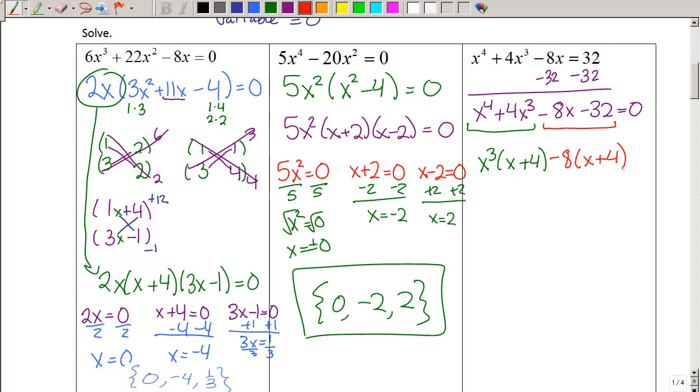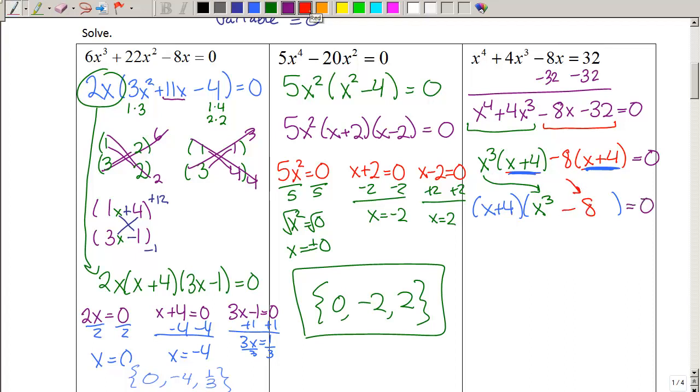If you accidentally factored out a positive 8, then the x plus 4 factor wouldn't appear in both the red group and the green group, and then you'd know to go back and factor out the negative as well as the 8. Now that I have the x plus 4 factor appearing in both the green group and the red group, I can factor out the x plus 4, and I'm left with x cubed from the green group and minus 8 from the red group.